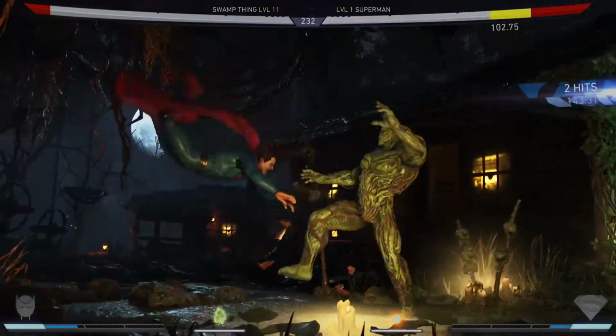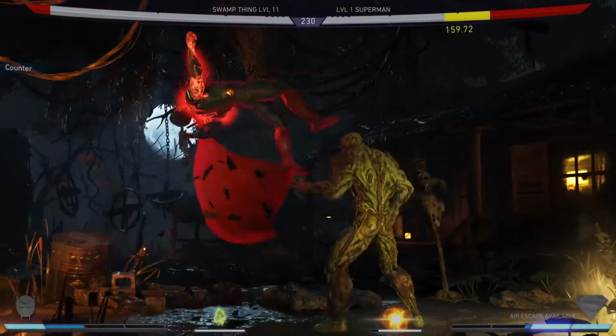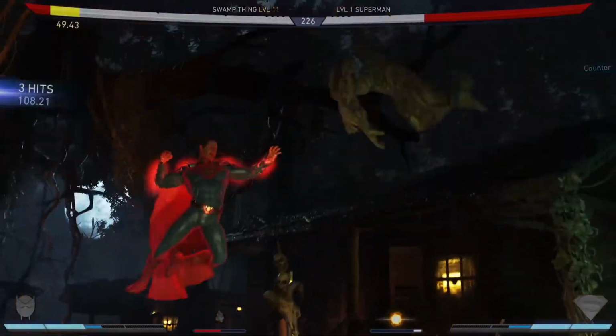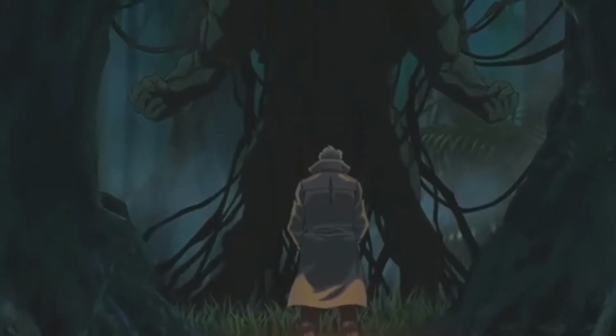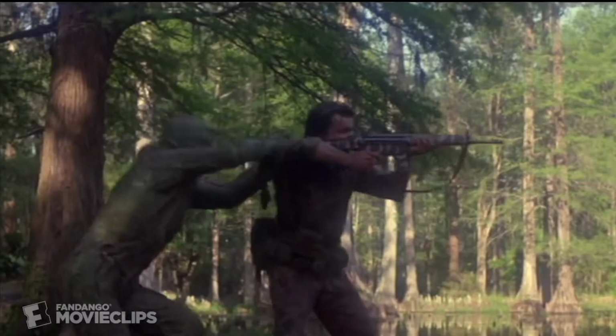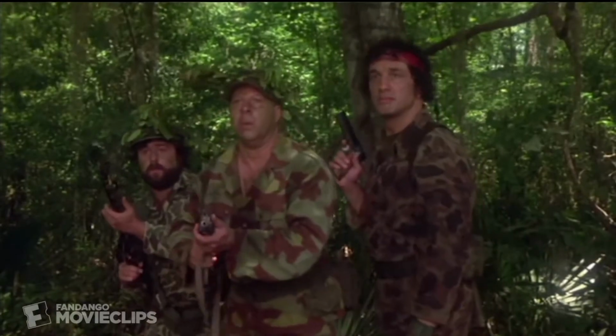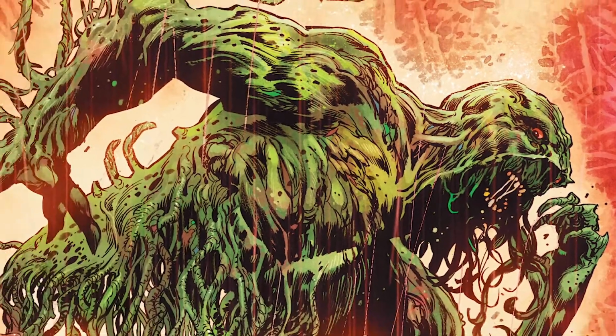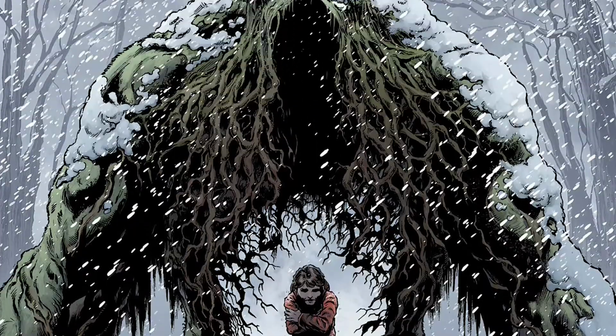Full disclosure, I haven't read a lot of Swamp Thing. He has had his own fair share of solo series, but he also appears a lot alongside other characters. He's been featured in animated DC movies and even had a live-action TV series that was cancelled prematurely due to taxes, I guess? And that's not even mentioning the Wes Craven adaptation from the 1980s. You know what, actually, let's just go ahead and not mention that one. He is a fantastic character, and I am super excited to be talking about him.